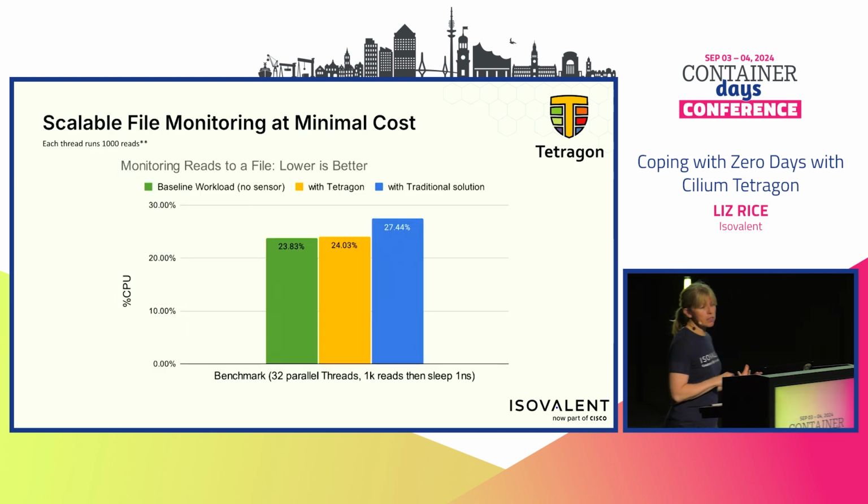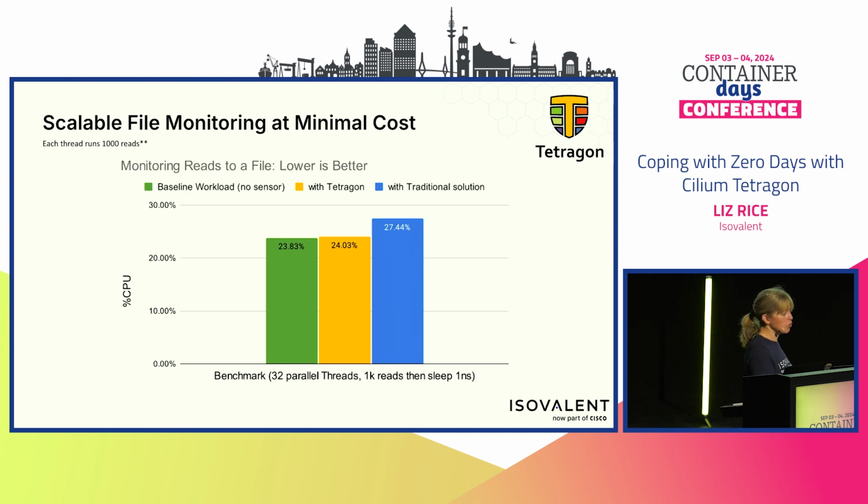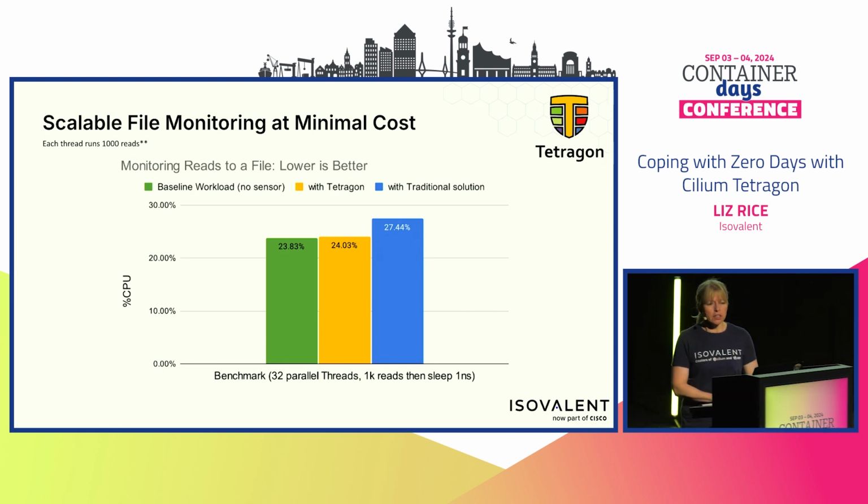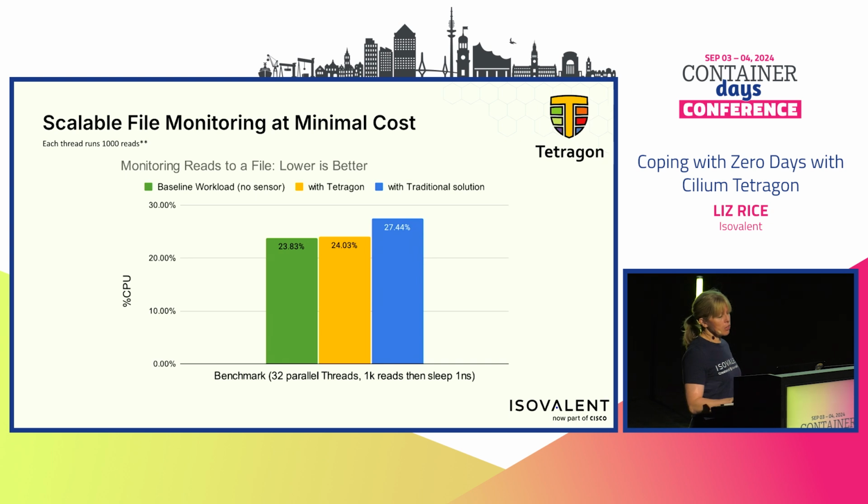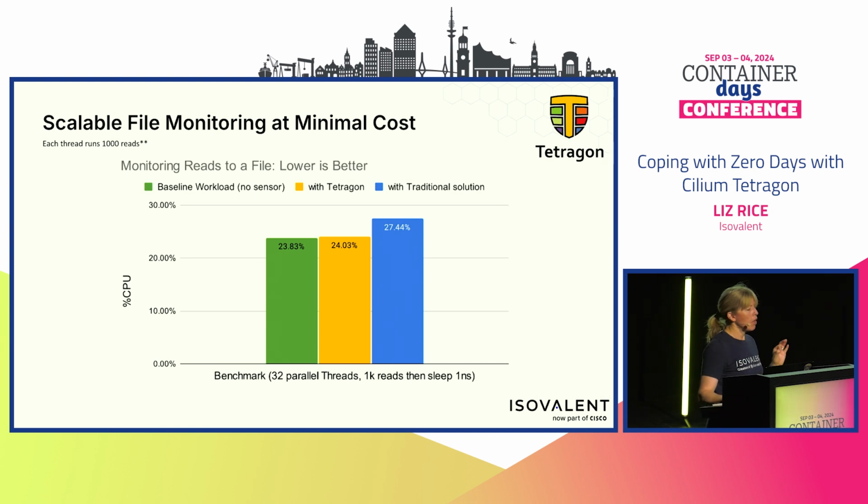Another benchmark that we had was essentially doing a lot of file reads with multiple threads. So the green bar here is with no monitoring at all. The yellow bar is monitoring with Tetragon, and the blue bar is monitoring with, it says traditional solution. It is another eBPF-based security open source project. So really very, very marginal overhead. In this case, more like 0.2% rather than less than 2%. So with the right policies, you can get incredibly detailed and incredibly rich and incredibly helpful security information without imposing a lot of overhead on your system.